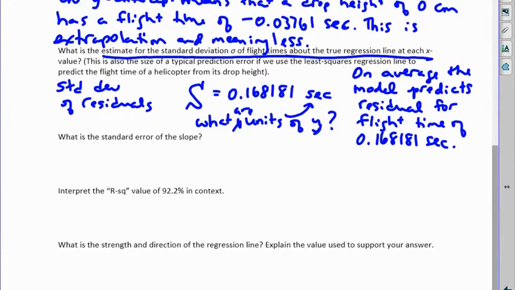Now the standard error of the slope, which thankfully was in the output, was 0.000218. And then what would the units be for the standard error of the slope? It would be the same as what the slope would have had, and slope is rise over run. So those units would have been seconds over centimeters.